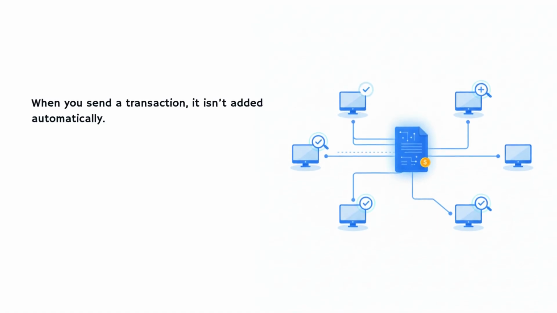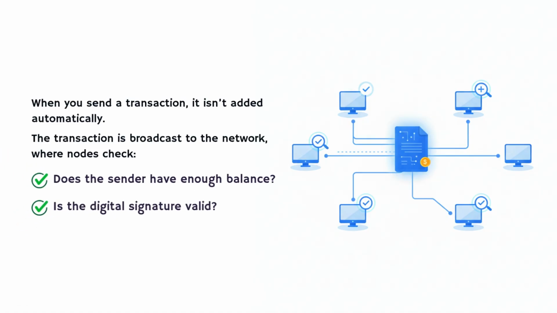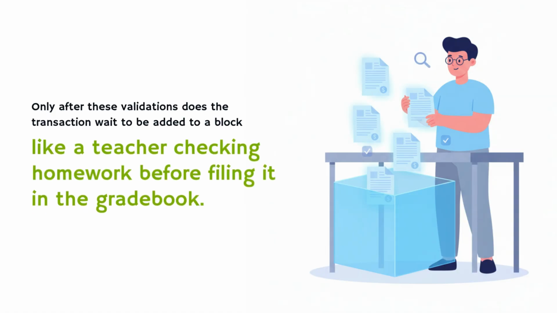When you send a transaction, it isn't added automatically. The transaction is broadcast to the network, where nodes check: Does the sender have enough balance? Is the digital signature valid? Only after these validations does the transaction wait to be added to a block, like a teacher checking homework before filing it in the gradebook.